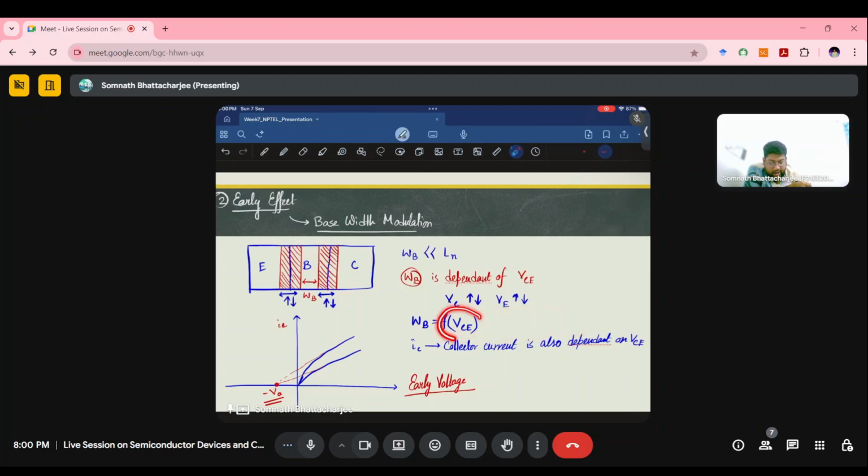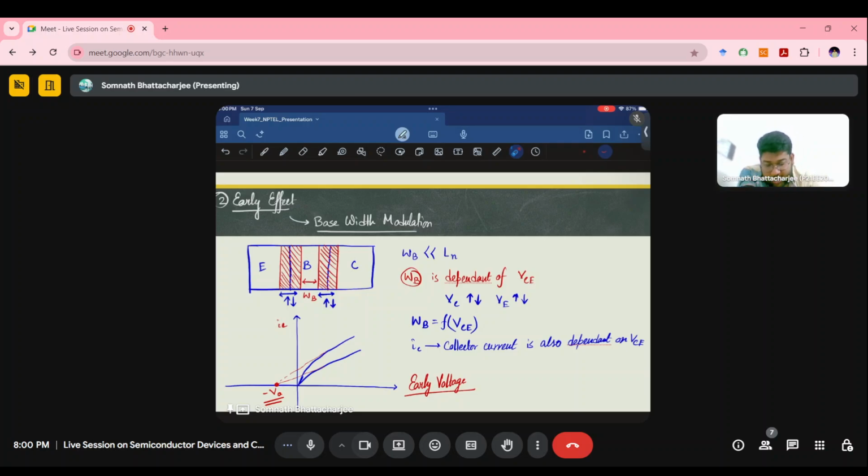So based on the change in VCE, the amount of WB changes. And if we are changing the depletion width, the current will also change. If we are changing the width of the base, the output current, that is the collector current, will also change.